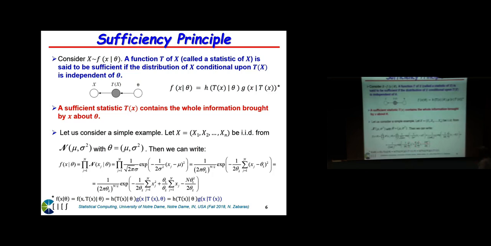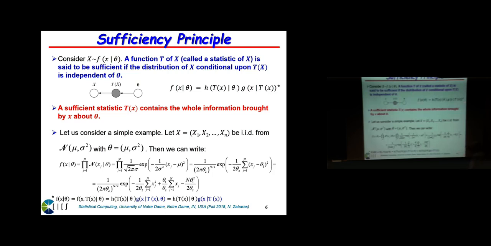Okay? So let's go back to x drawn from this distribution with some parameters theta. So the definition says a function t of x. So for example, in our case, t will be the sum here or the sum of squares of the data x. So this is all the data x. It is called a statistic of x. And we say it is sufficient if the distribution of x conditional upon t of x is independent of theta. I don't know why I put little x's there and capital X's. So the way that I have it here, I should put capital X's everywhere. So we call t a sufficient statistic of the distribution if the distribution of x conditional upon t of x is independent of theta.